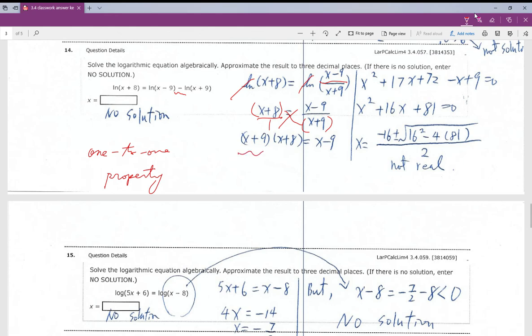It's a lot of work, right? Then multiply by FOIL. Then you have this one, and then bring this plus x, it becomes negative x. Plus 9, minus 9 goes to the other side and becomes plus 9. After you clean up and simplify, you have a quadratic equation, and then you solve for x. Now, remember, when you solve a logarithmic equation, you need to check the answer.